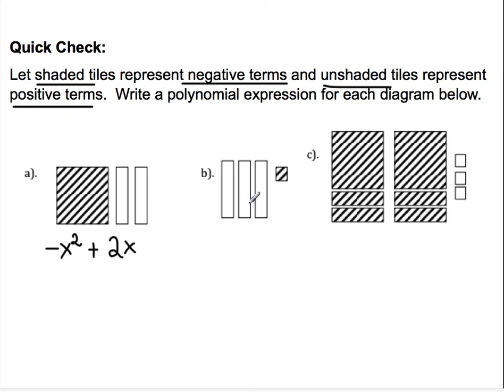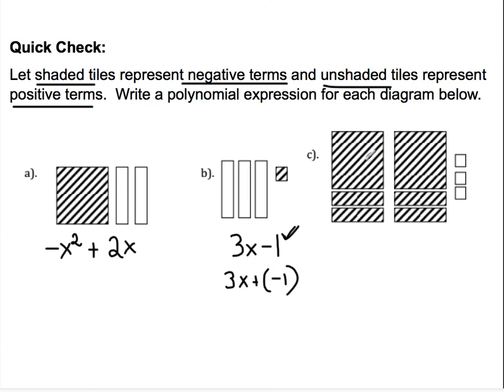Here we have 3 unshaded variable tiles, and unshaded is positive, and 1 shaded unit tile, so minus 1. Now if you wrote it like this, that's okay, but if it was a multiple choice, it would be written in simplified form, like they would write it with a subtraction sign instead of an addition sign.